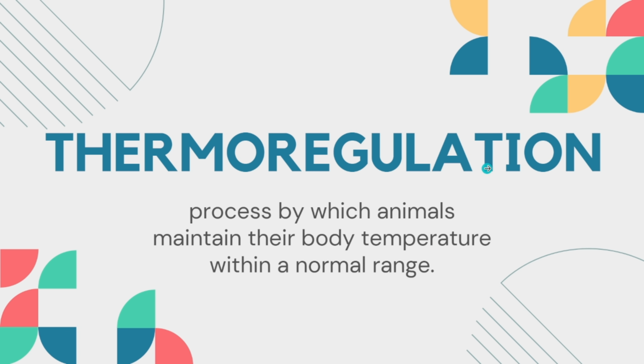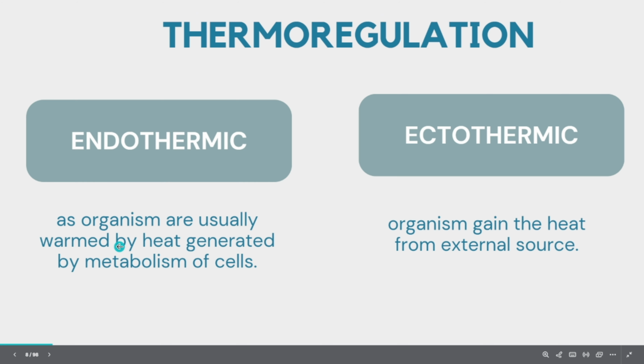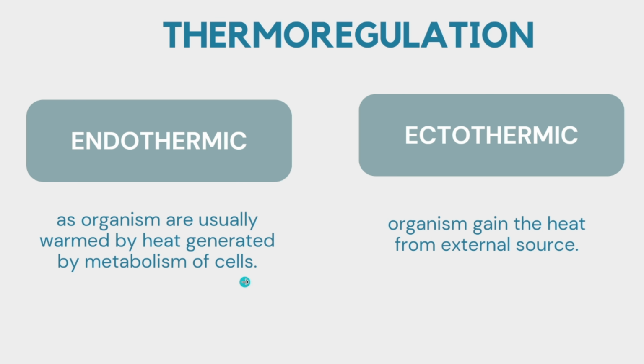One of the examples that you need to know is thermoregulation, in which animals maintain their body temperature within a normal range. In the real world, there are two types of animal organisms with different ways of thermoregulation. The first is endotherm. The other is ectotherm. Endotherm is like human. All mammals are considered endotherms, meaning the organism is usually warmed by heat generated by the metabolism of the cells. But for ectotherms, this kind of organism gets heat from external sources.